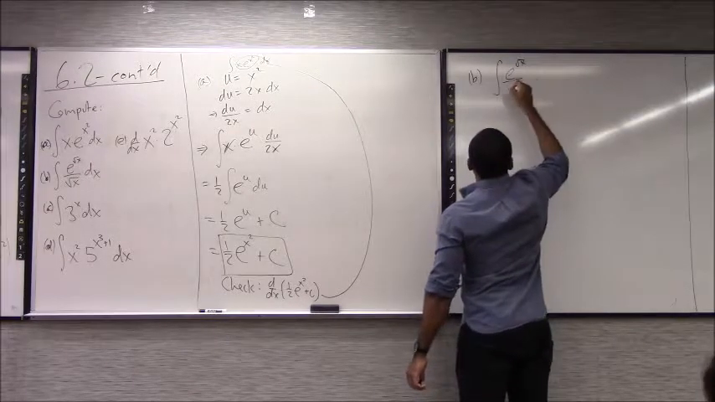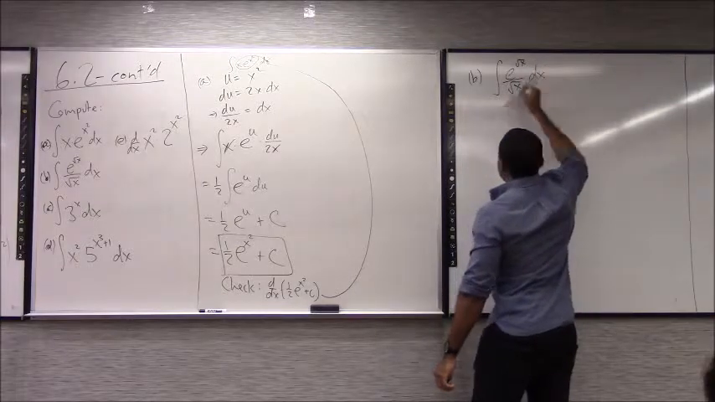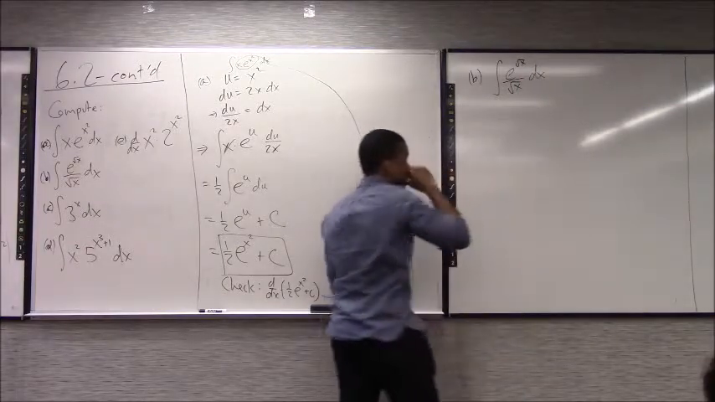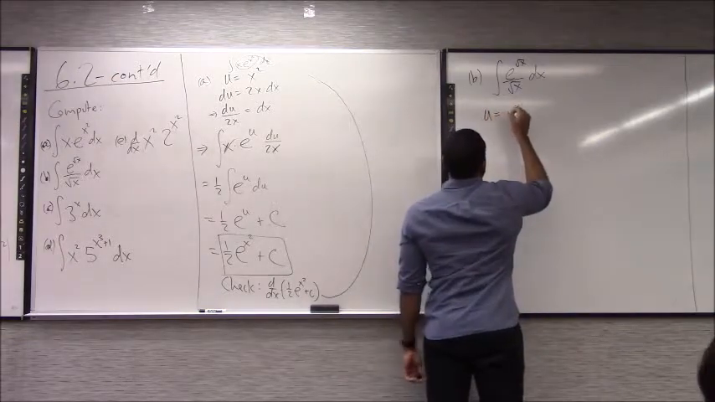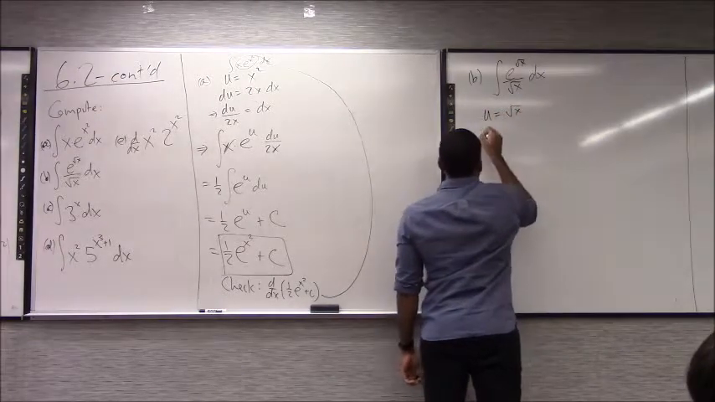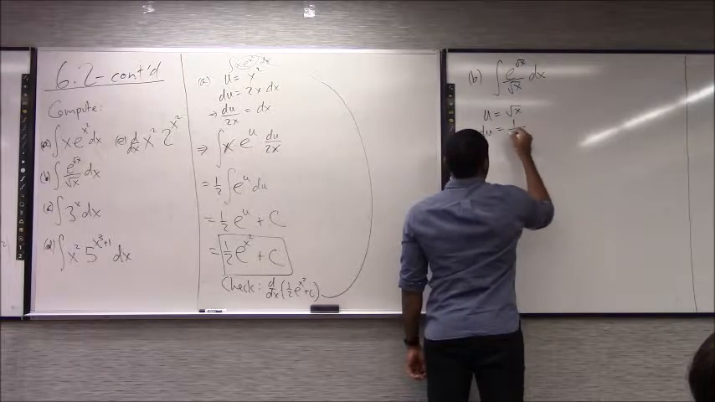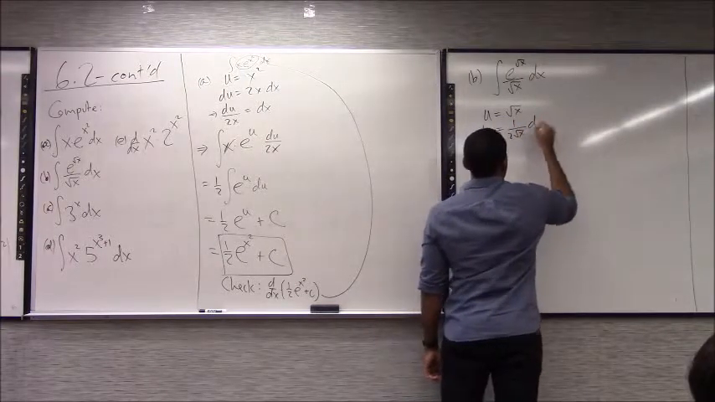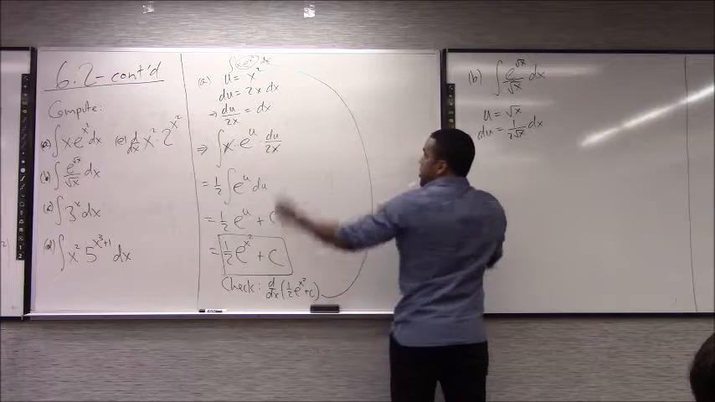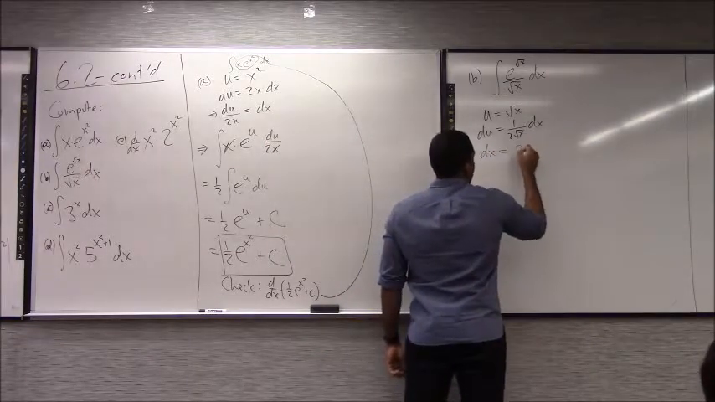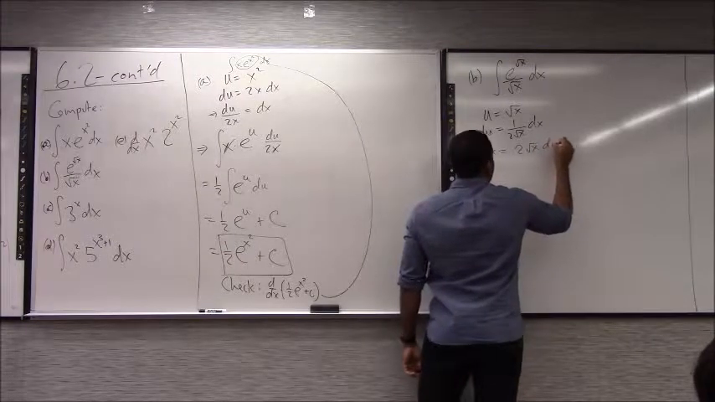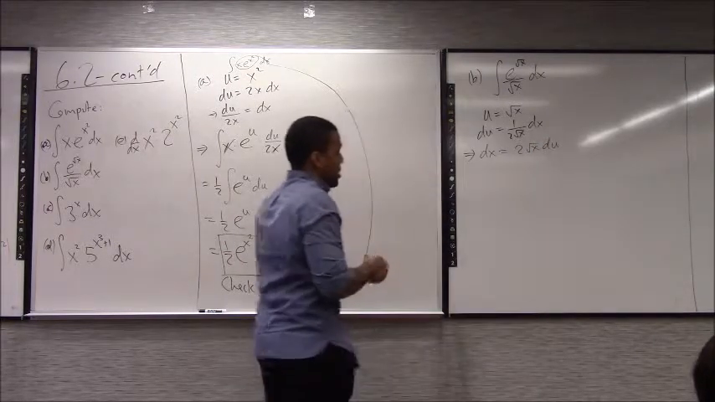E to the radical x divided by radical x. What do you do here? Make u square root x. And then du is 1/2 x to the negative 1/2, right, 1 over 2 dx. And we can follow this little trick here. Du. And so now we can actually start substituting.